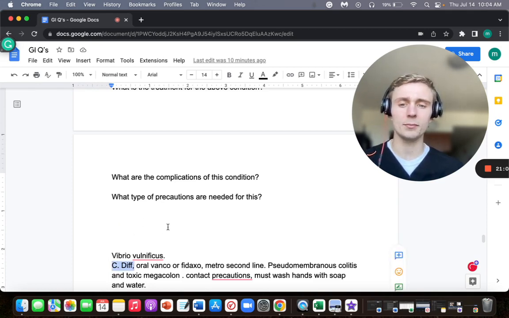Treatment for C. diff is oral vancomycin or fidaxomycin, typically fidaxomycin if they've had it multiple times. Oral vancomycin, not IV vancomycin. So oral vancomycin for C. diff. And second line is metronidazole. Complications of C. diff, pseudomembranous colitis, and also toxic megacolon, importantly. The type of precautions we need for C. diff, that's going to be must wash hands with soap and water prior to going in there. So that's contact, of course, precautions.